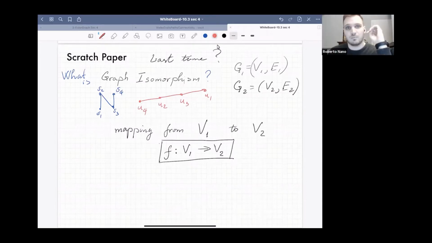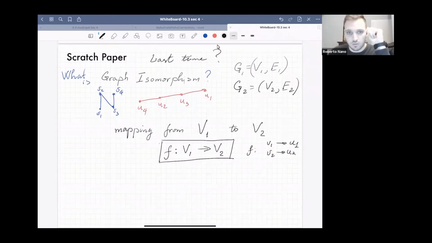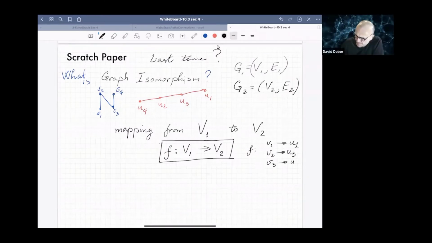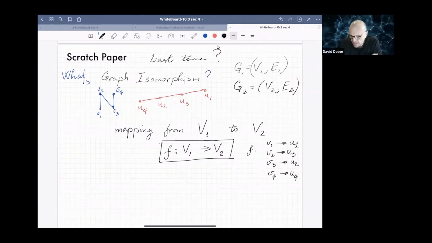Yes. Because if we map V1 to, let's say, U1, and then V2 to U3, and then V3 to U2, and then V4 to U4, then they have the same neighbors, and they connect the same way as they did in the first graph. Right, so that's correct. So let's summarize this.